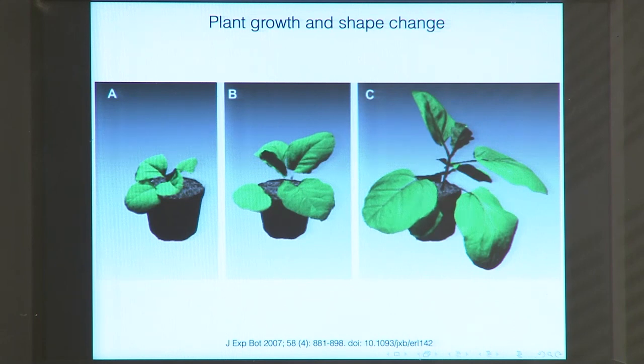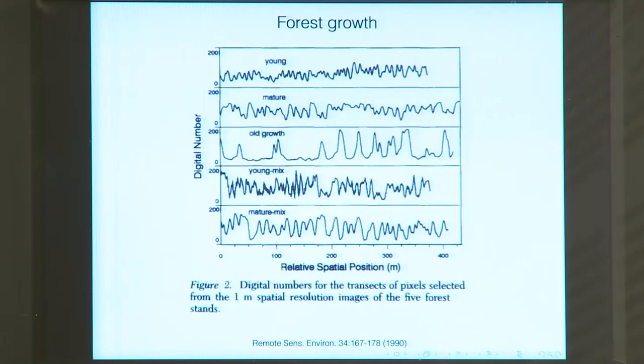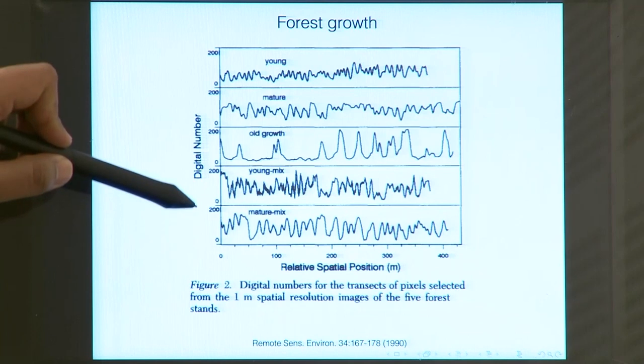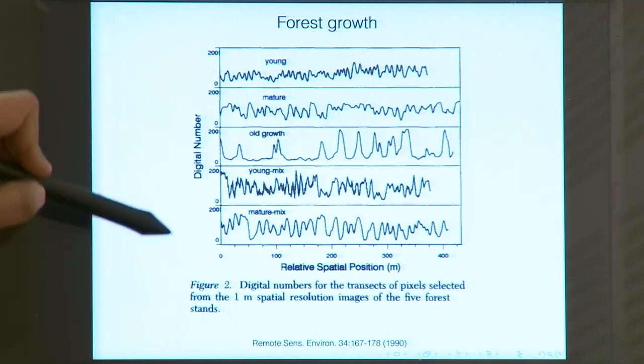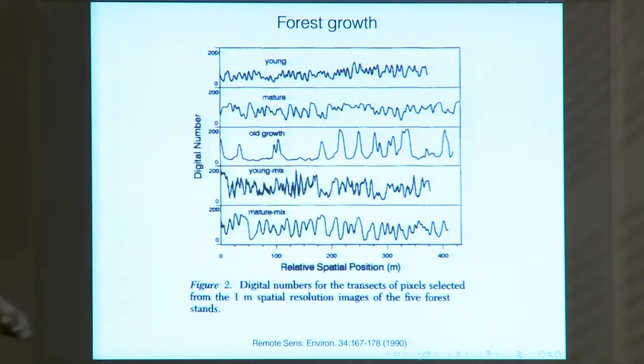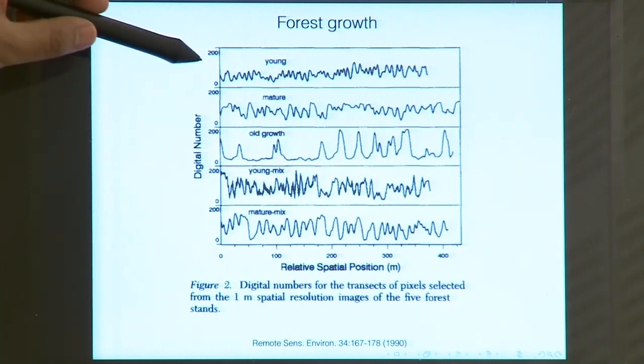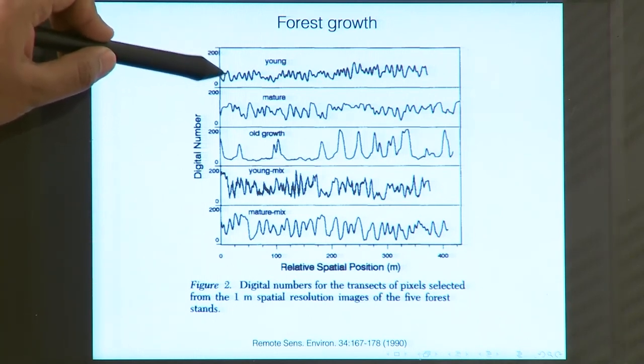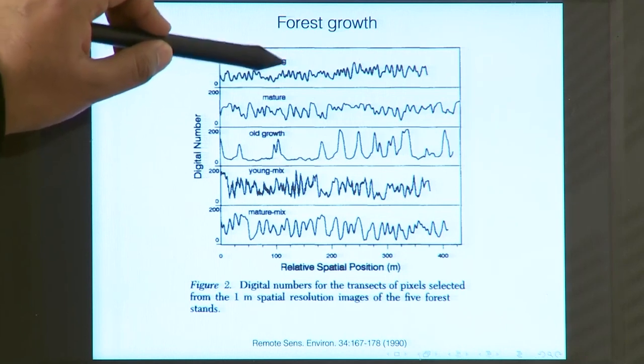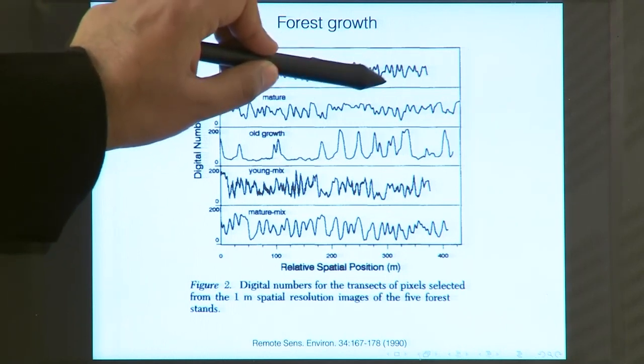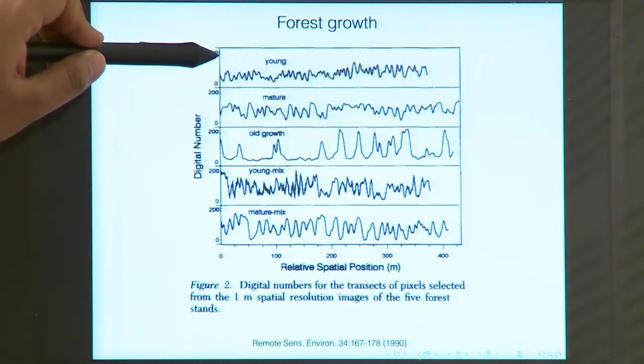Also, LiDAR is used to understand the growth of the forest. Now, how can you make use of a LiDAR to understand the growth of the forest? So, in all of these, the y axis is showing you the digital number, and the x axis is showing you the position of the trees. Now, in the first case, you are seeing that you have these canopies that have a very short height. So, probably these are young plants.